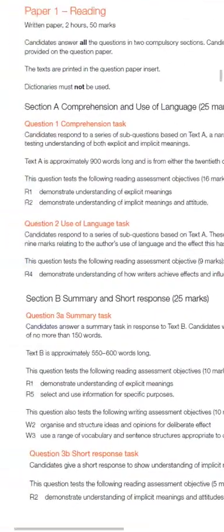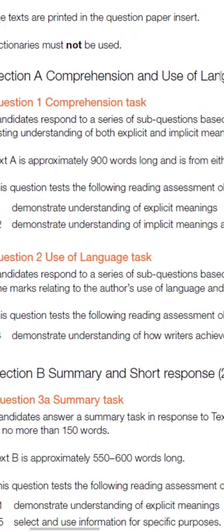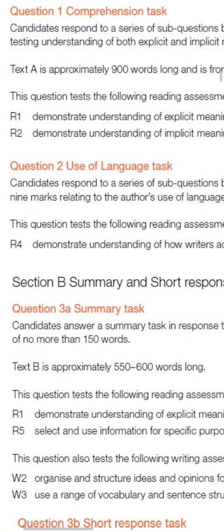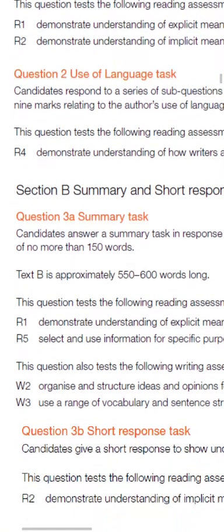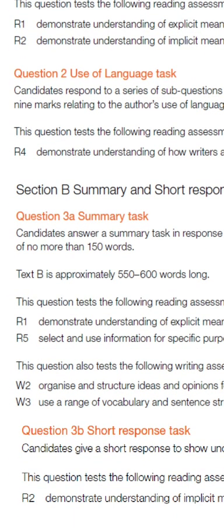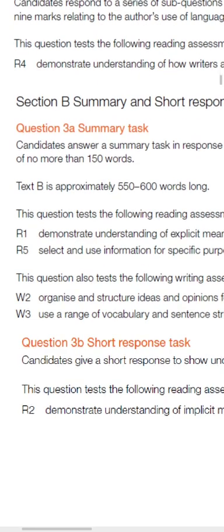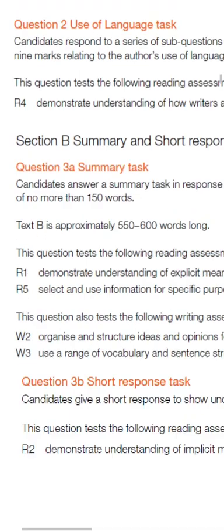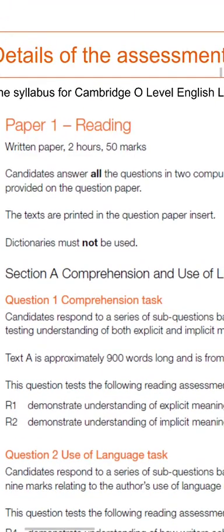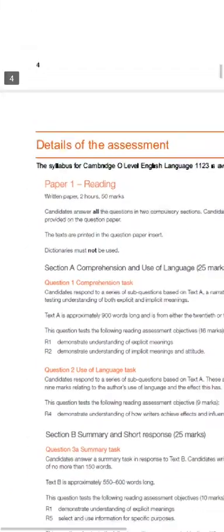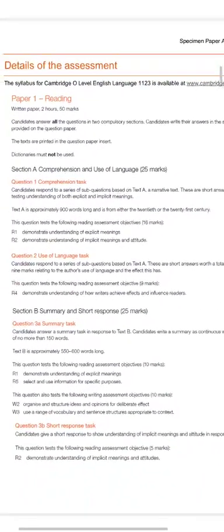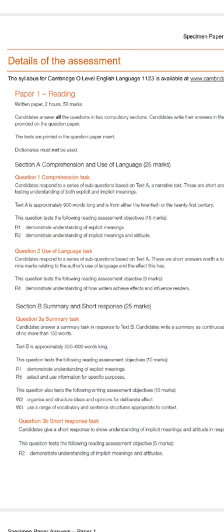Now let's have a look here. Question number 1 is comprehension task. Question number 2 is use of language task. Question number 3 is summary task 3A, and question number 3B is short response. Now in this video I'm going to talk about the first part, question number 1, that is comprehension task.